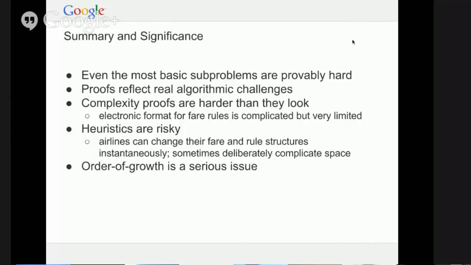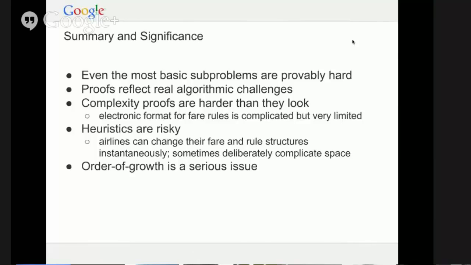And what's worse is heuristics are risky in this case. I mean, you cannot just say, all right, I know this is NP-hard, but I'm going to use some approximation to make this problem tractable. The reason is that these availability restrictions, fare rules restrictions, are there for a reason.